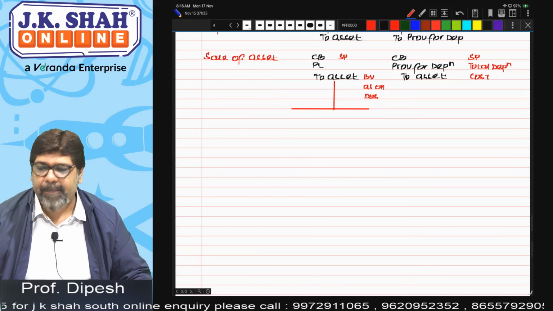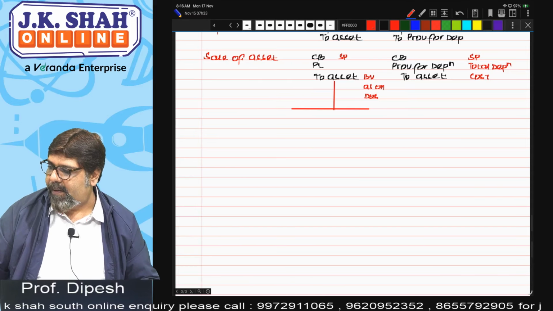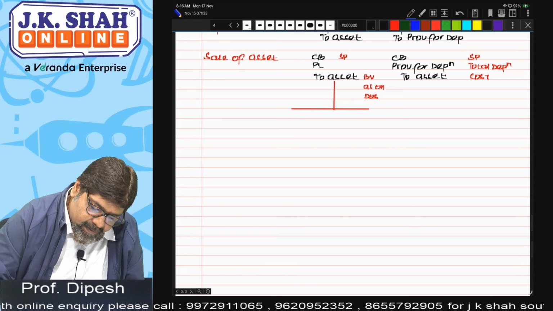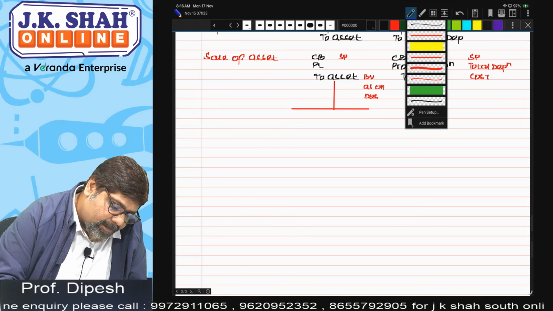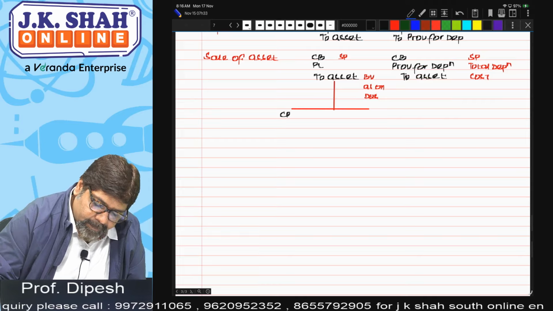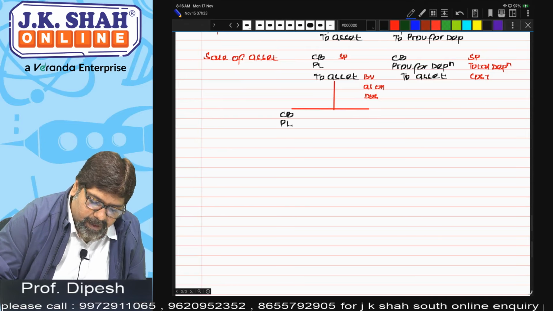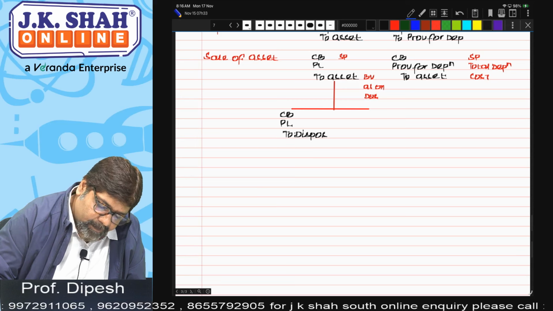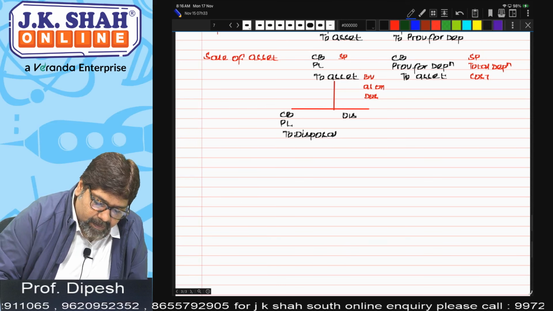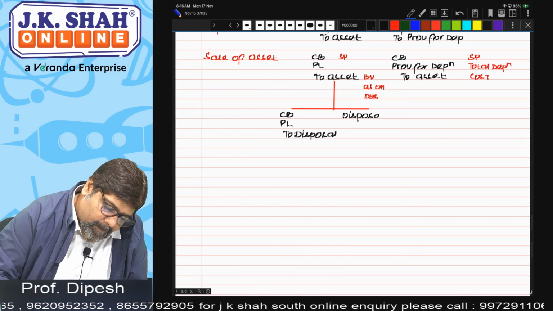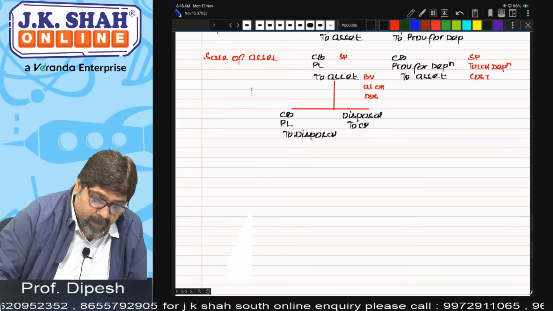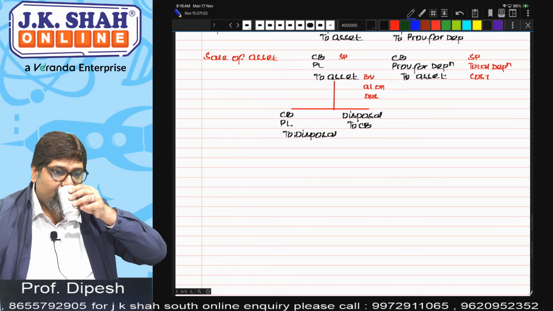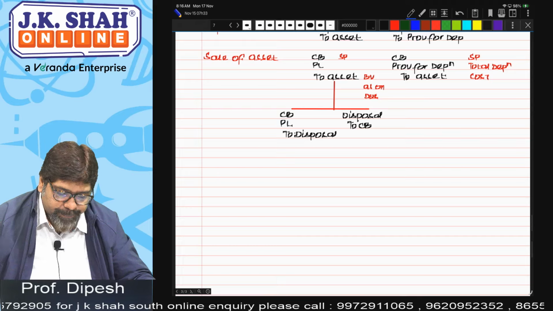This journal entry you will break into two parts. First is cash bank account debit, PL account debit to disposal. Second is disposal to cash bank. Correct?